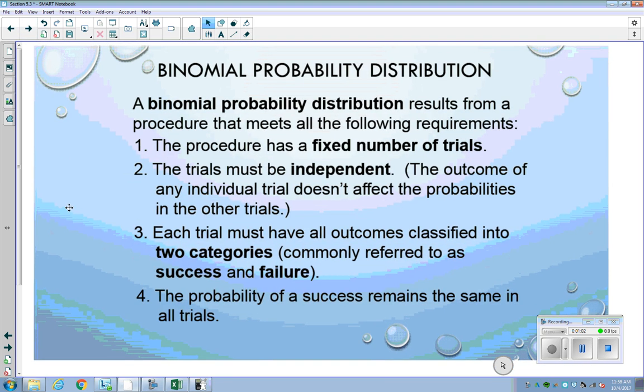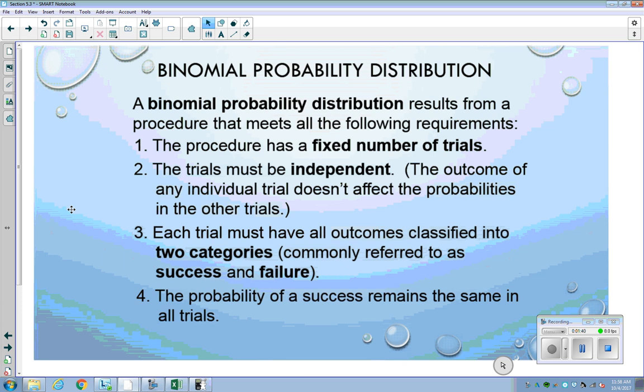So again, just like before with the probability distribution, we have four things that are a requirement for it to be considered a binomial distribution, and those four things are: it has a fixed number of trials. That means I'm going to roll that die 5 times, a fixed number of trials. Okay? The trials must be independent. If I roll a die 5 different times, is that independent? Does one depend on the other roll? No, it would be independent. So they have to be independent.